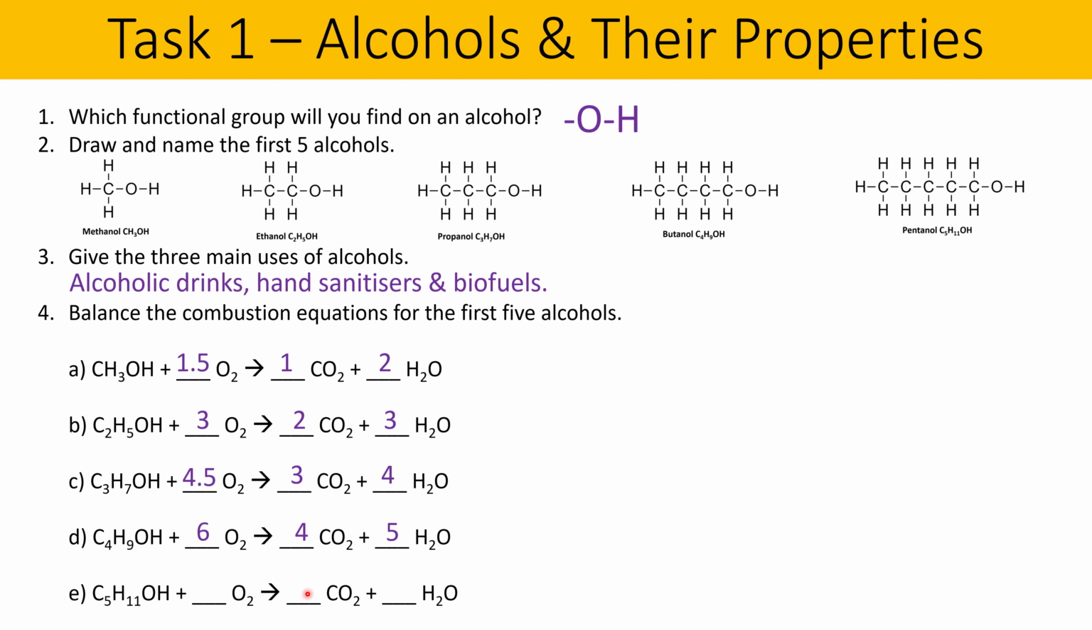5 carbons in the fuel, 5 carbon dioxides. 12 hydrogens in total, 6 waters. 5 2s are 10, 6 1s are 6, 16 in total on the right hand side. Minus this 1 gives me 15, half of 15, 7.5.